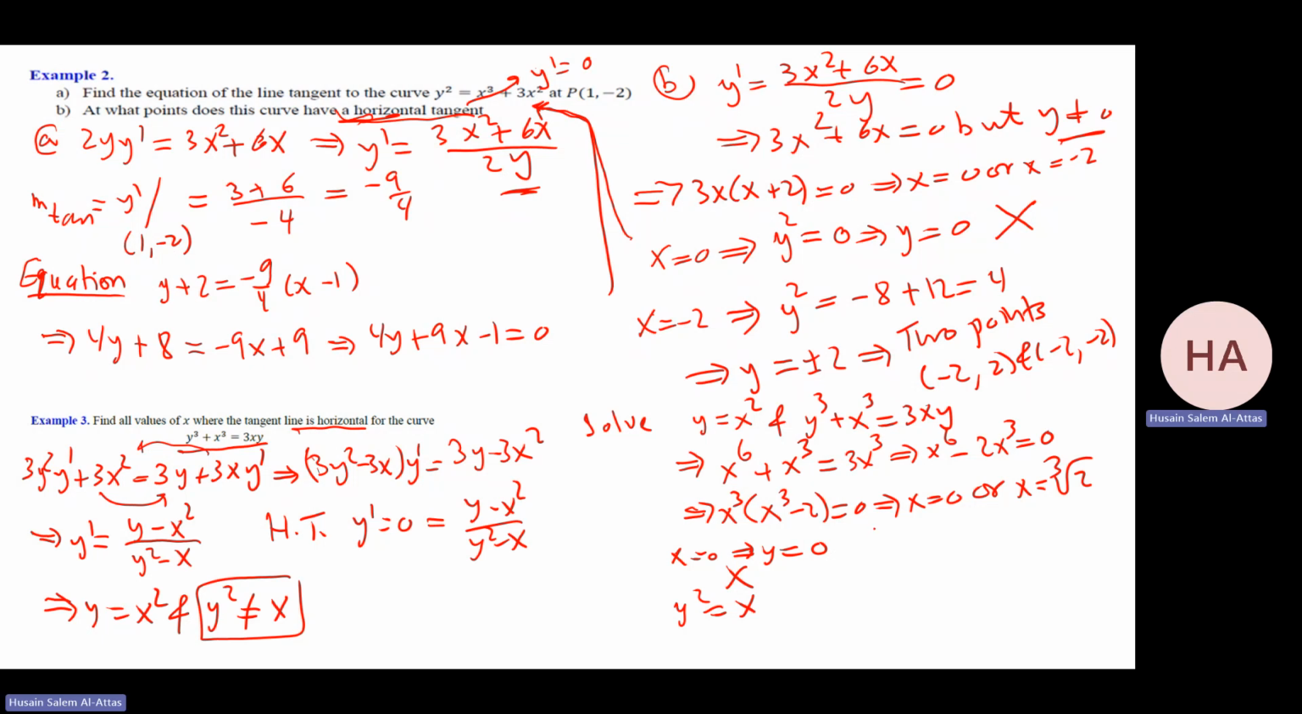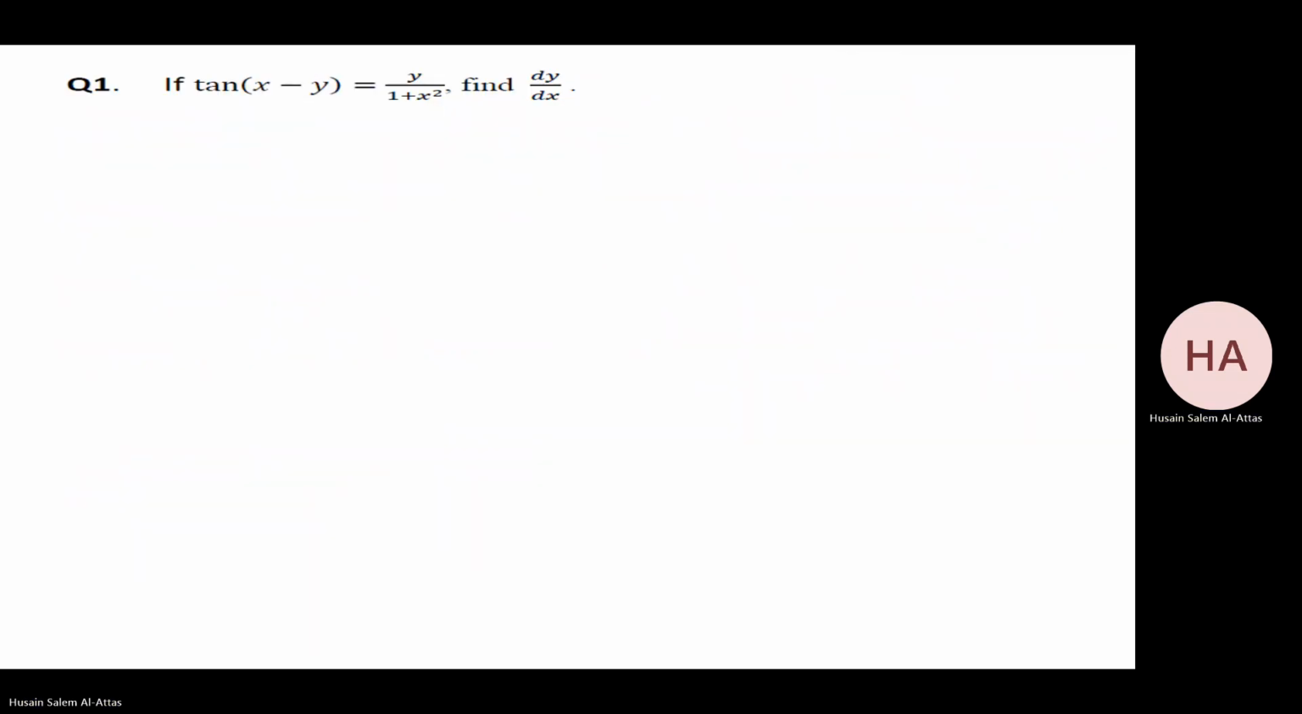The other one, x equal cube root of 2. I see y, square it using this. That will be cube root of 4. And here y square not equal to x. So I have the point cube root 2 and cube root of 4. That would be the point. That would be the correct one. I wish it's clear.